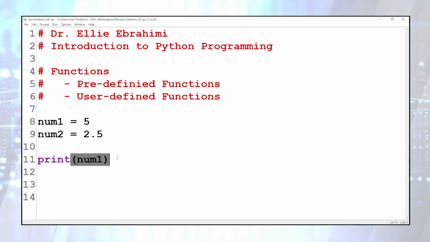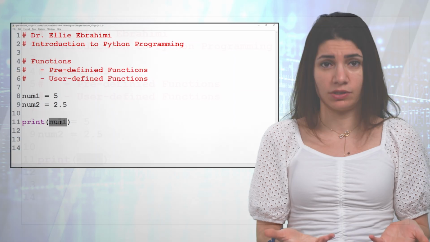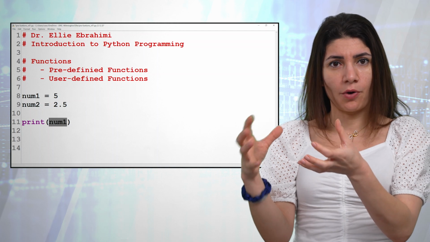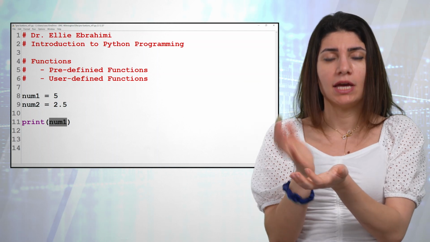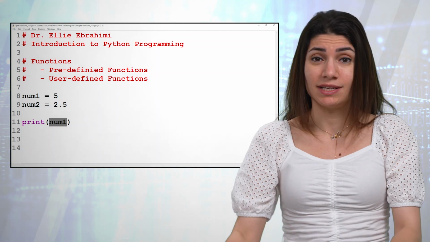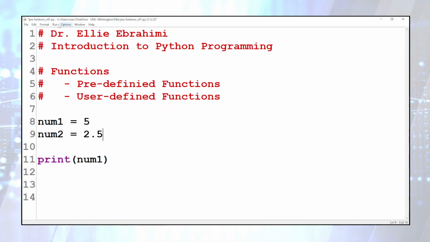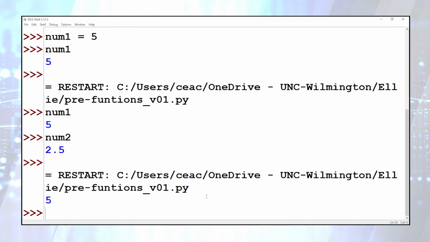So here, that is what I have. I have parentheses, and inside parentheses, I have num1, the value that I want to see. So it's going to go through, take num1, see the value of it, and then it prints it for us. So let's see how it is going to do it for us. So I'm going to press F5, or you can go to run and run your module. So either way is going to do it. It asks you to save your file, and then it's going to run it.